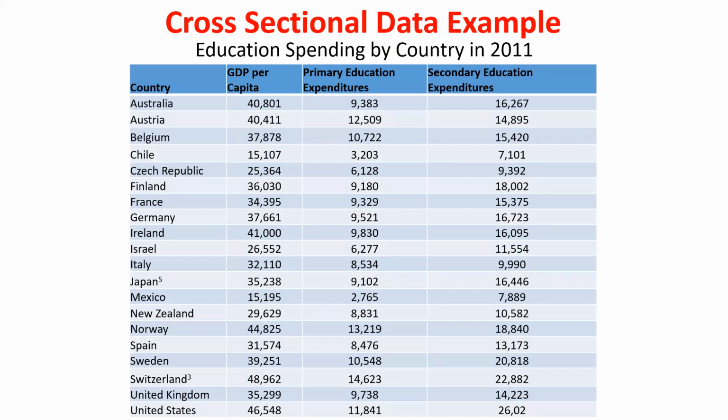So here's a cross-sectional data set where I've got a bunch of different countries, and I've collected information in 2011 on their GDP per capita, their primary and their secondary education expenditures. So I can collect multiple variables within the same year, and that's still cross-sectional, right? Because I'm collecting GDP and these education expenditures in the same time period, for these 20 different countries that I've got.